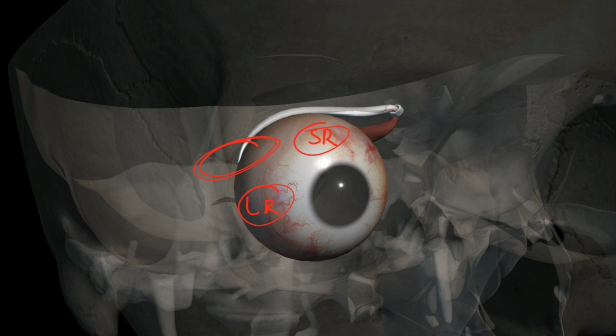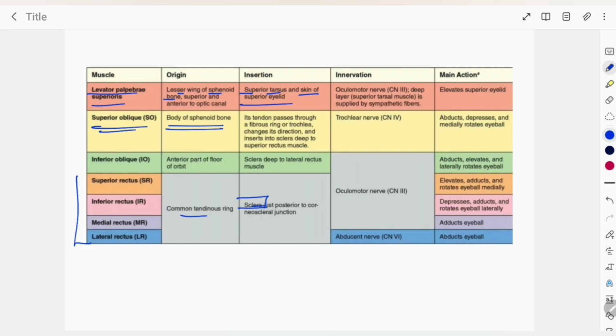I know it's a little bit difficult, but if we can imagine a little bit, it will be easy for us. So here we can say that the tendon passes through the fibrous ring I showed you, changes its direction and gets inserted into the sclera deep to the superior rectus muscle.